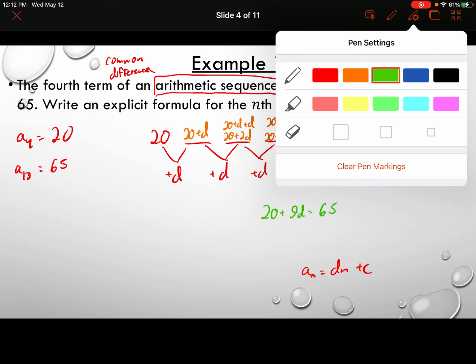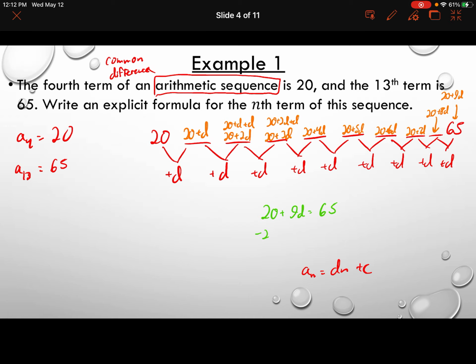So now we can actually solve this. We can solve this for D. So subtract 20 from both sides, and we end up with 9D is equal to 45. So now we can divide both sides by 9, and it looks like our D value, which recall is our common difference, is equal to 5. Okay, our common difference is equal to 5. So we at least have this so far. We have 5n plus c.